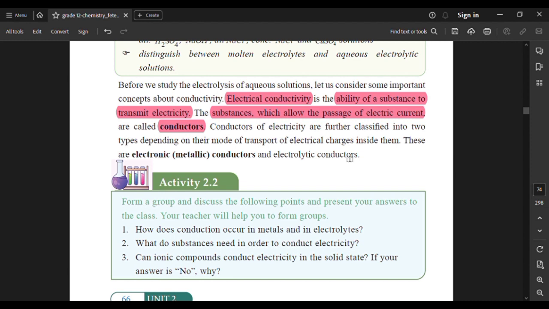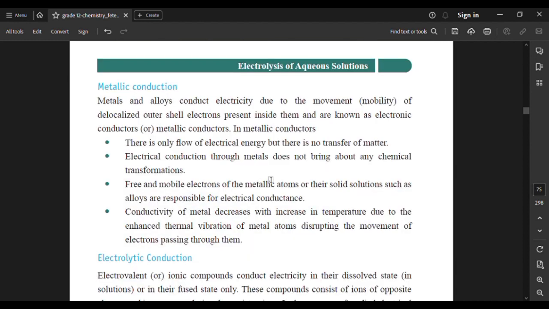Conductors of electricity bakka lamatti qoodama. Maal irratti hundaa'uudhaan? Mode of transport of electrical charge irratti hundaa'uudhaan bakka lamatti qoodamu. Isaanis electronic yookaan metallic conductors fi electrolytic conductors jedhamu jechuudha. So lamaan isaa tokko tokkoon ilaallu ta'an, the first type of conductor is metallic conduction.